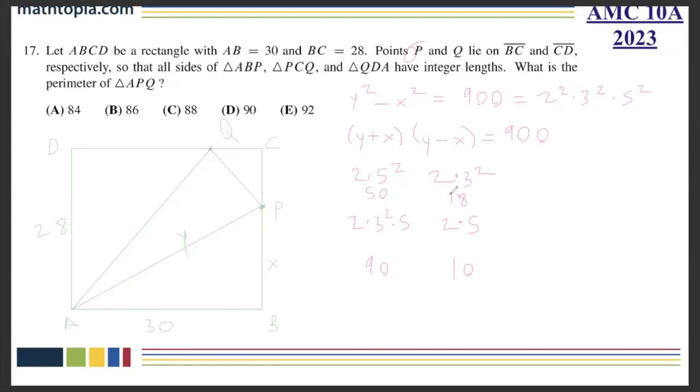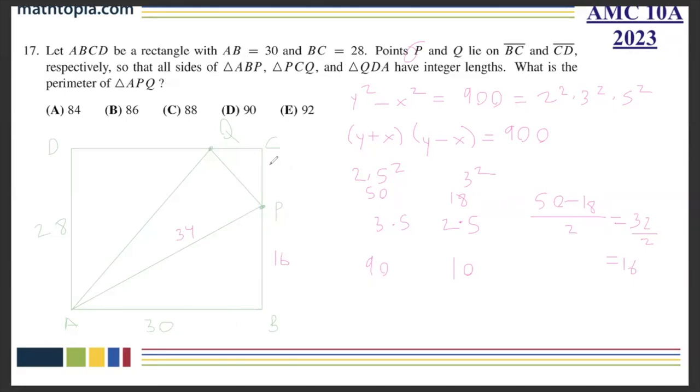And by solving for x here, we get that x is 50 minus 18 over 2, which is 32 over 2, which is 16. So we add that on over here. So 16. And here we can solve, we just got 34. All right, so we've successfully solved for the two lengths PB and PA.